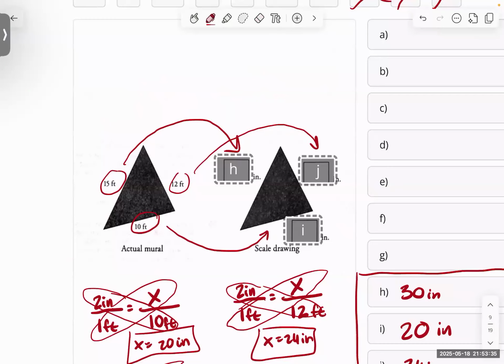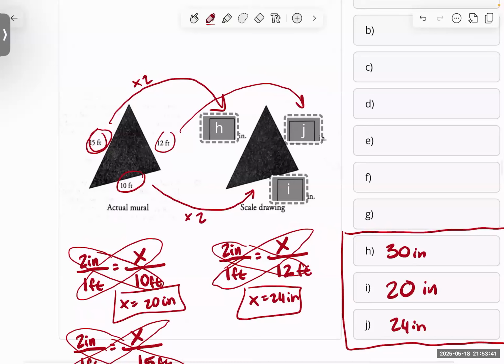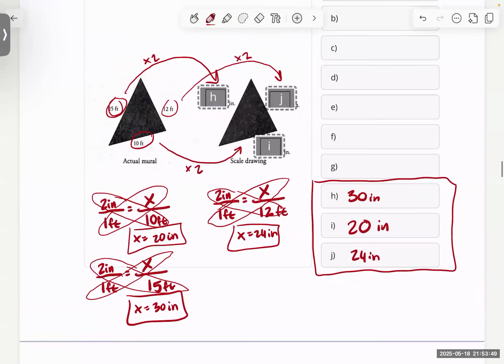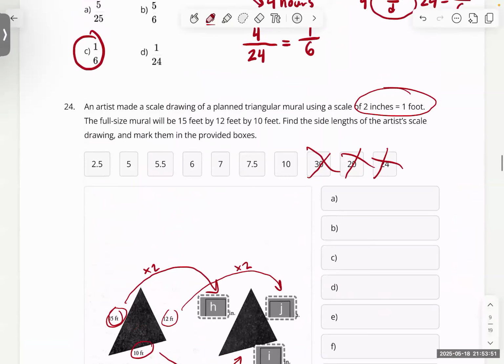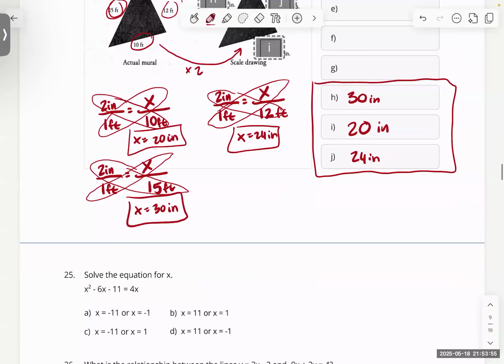You can just do 15 times 2, which is 30. 10 times 2, which is 20. 12 times 2, which is 24. It's the same logic and you get the same answer. But again, it's whatever you understand best. You go with what it is that you feel is most comfortable for you.